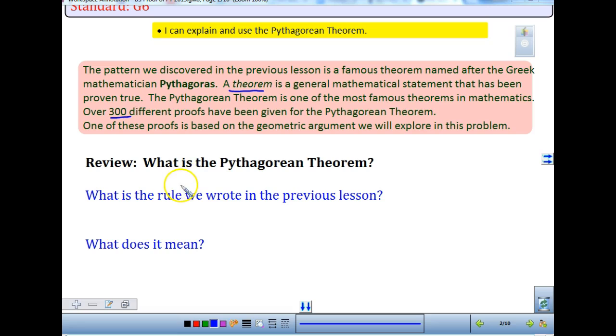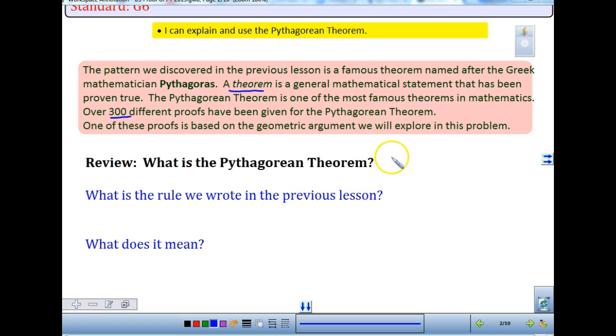So today you will need the scissors again. You will be cutting out the different sized puzzle pieces again, and part of your homework is to finish that. So what is the Pythagorean theorem?